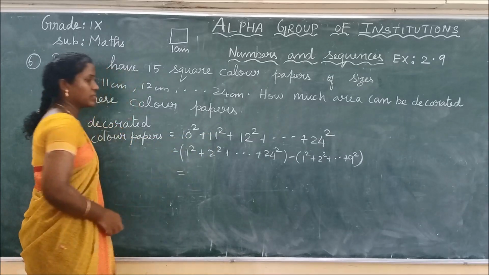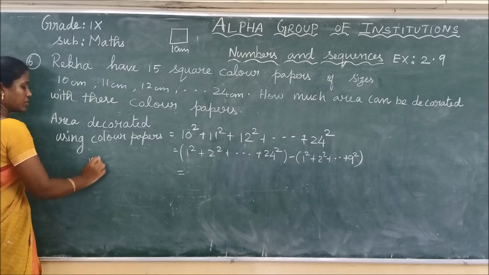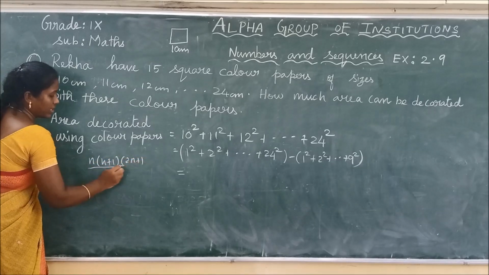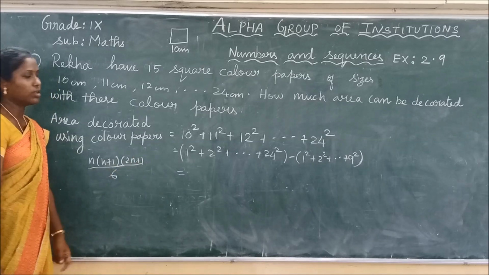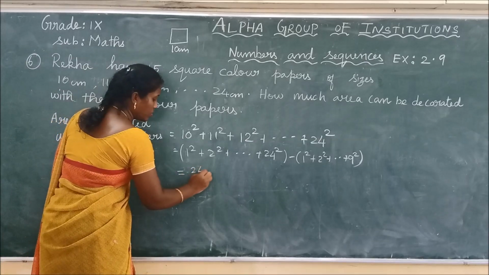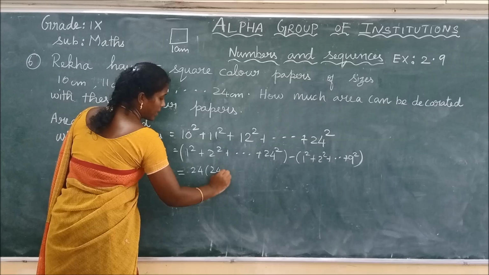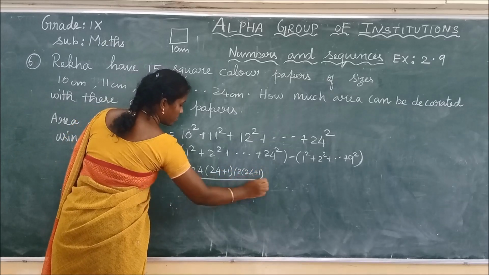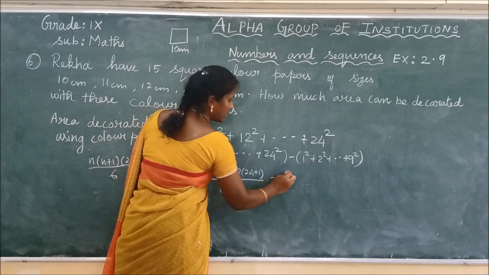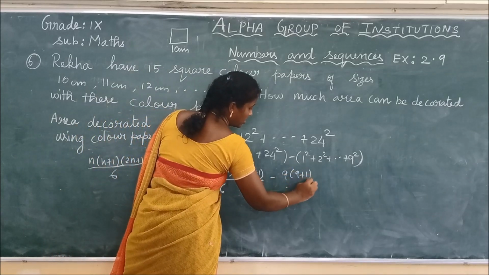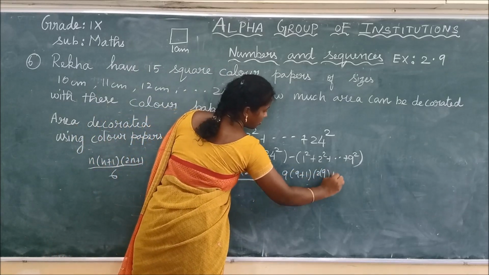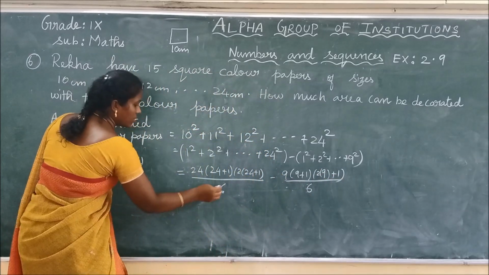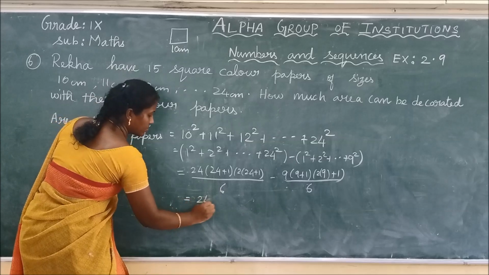What is the formula? Squares of natural numbers, we have to use n into n plus 1 into 2n plus 1 by 6. We have to use this formula. So substitute here 24 into 24 plus 1, 2 into 24 plus 1 by 6, minus 9 into 9 plus 1, 2 into 9 plus 1 by 6. Isn't it? Now, finally we will simplify.